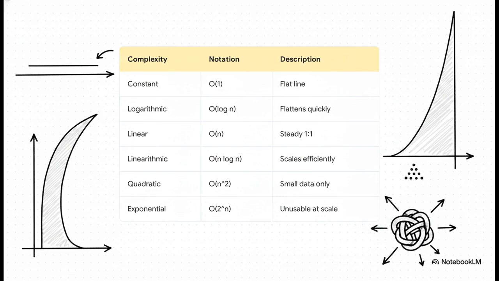Taking a look at the major complexity classes here, O(1) is constant time. That's a flat line, completely unaffected by how much data you throw at it. Moving down, we hit O(n), which is linear time. That's a steady one-to-one progression. But you really got to watch out for those bottom two. Quadratic time, or O(n²), that curve shoots sharply upward, making it really only viable for small datasets. And exponential time, O(2^n). Wow, that steepens so incredibly fast that it becomes completely unusable for anything at a large scale.